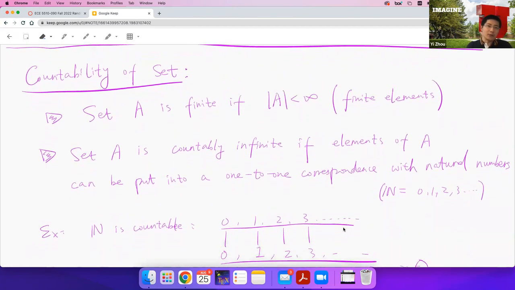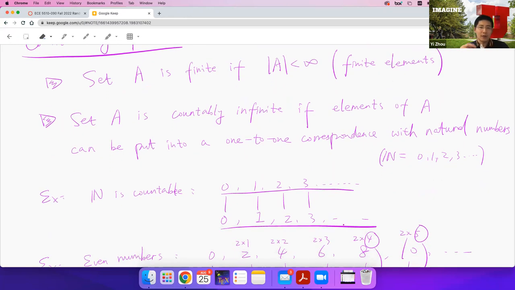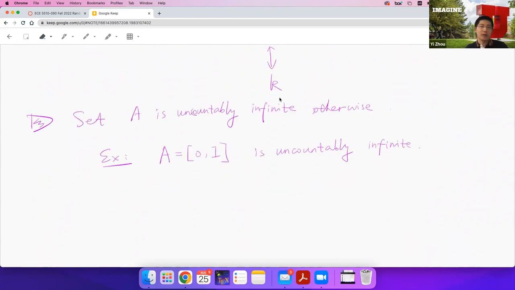So about countability, we have finite, which is the simplest case, and the traditional probability theory works perfectly for the finite case. Countably infinite is still a simple case, because if it's countably infinite, then we can find a one-one correspondence to natural numbers, so there's a very simple structure here. And the rest of the case is uncountably infinite, which is the most challenging case that we need to deal with. Okay, so these are the definitions.